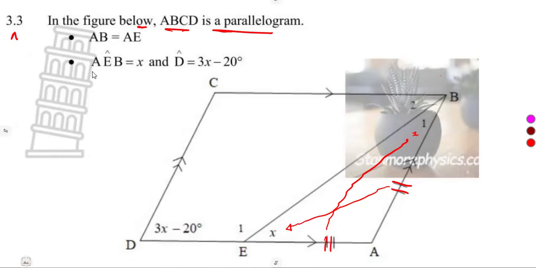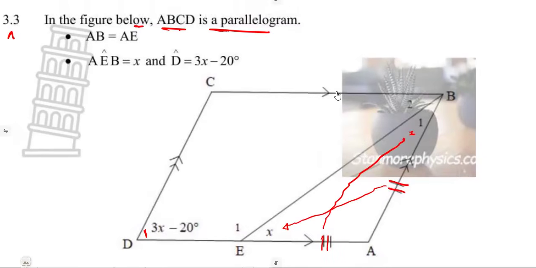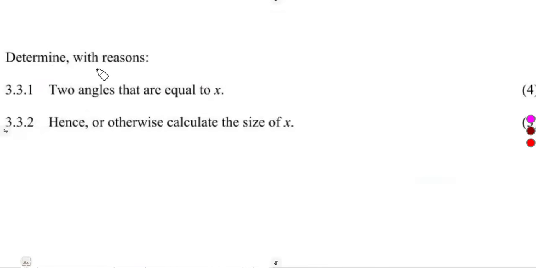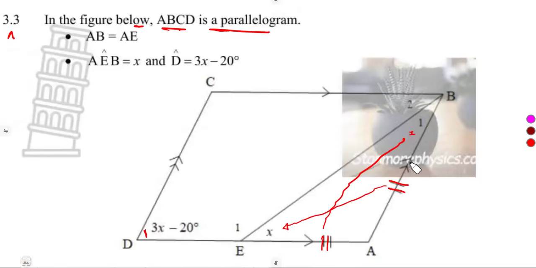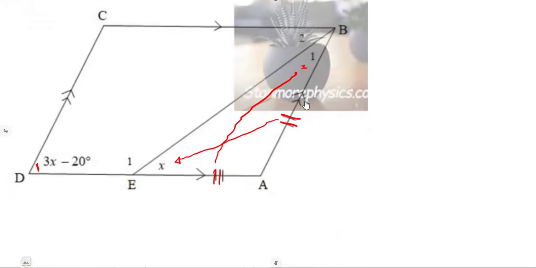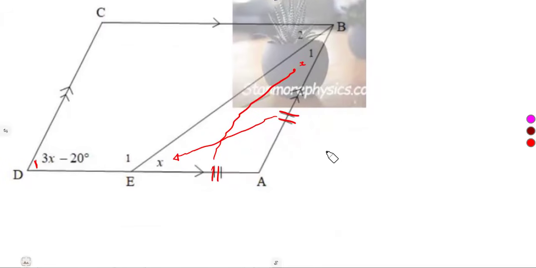Equal sides. Then we are given that angle AEB is X and angle D is 3X minus 20 degrees. Okay, that is from the diagram. This is what we are given. So determine with reasons 3.31 two angles that are equal to X. There are two angles there which are equal to X. Already I have stated here the first one, which is angle B1.